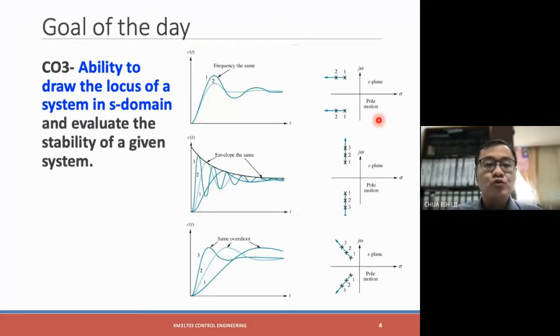So back to today's lecture. As I said, this lecture will be on the design part, on the root locus technique. This chapter will mainly cover the fundamentals of what the root locus is, and how you can produce or draw it. This covers the ability to draw the locus of the system in the S domain.